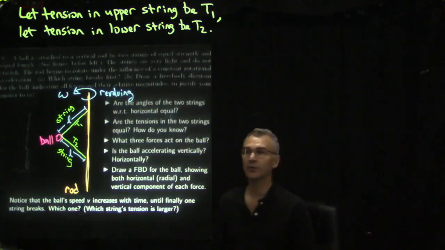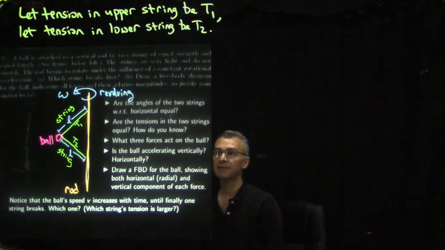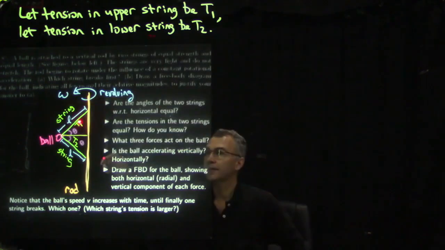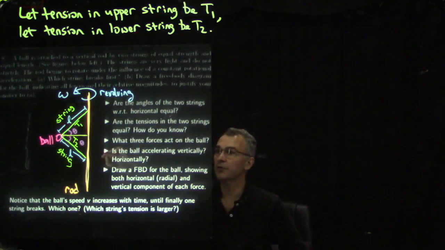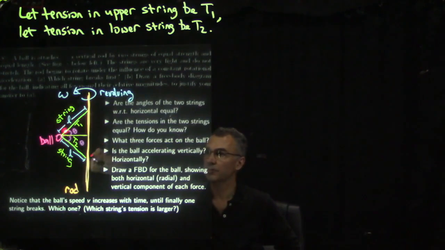The first hint question is, are the angles of the two strings with respect to horizontal equal? And I think they must be if the two strings have equal length. So if we make a little horizontal line here, I think this string makes an angle theta above the horizontal and this string makes an angle theta below the horizontal, because this distance is just the horizontal distance from the revolving rod out to the ball. And then here's the length of string 1, which doesn't stretch, and here's the length of string 2, which doesn't stretch. So these must be similar triangles, and so this must be the same angle theta.